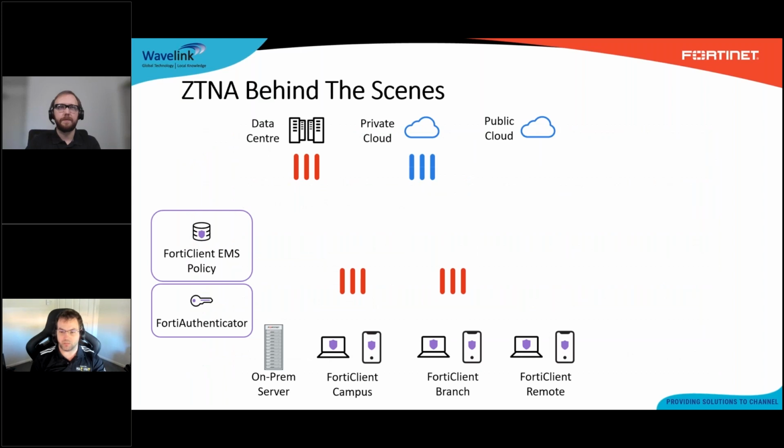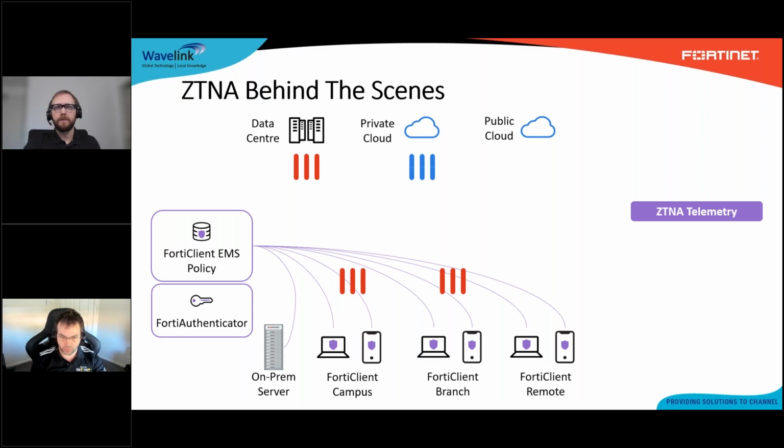So behind the scenes, the first step is that we need to push out the access policy from the FortiClient EMS server, so the endpoint management server, to those devices. And this then tells those devices how to get to the proxy server as well as the application. We then synchronize the ZTNA tags from those devices into the infrastructure. So those tags could be something like that the antivirus is on, and we'll see that in a future slide.